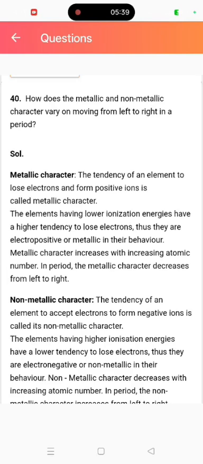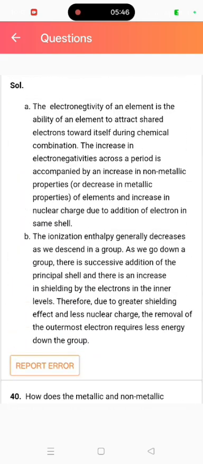Then metallic character decreases from left to right, and non-metallic character increases from left to right.